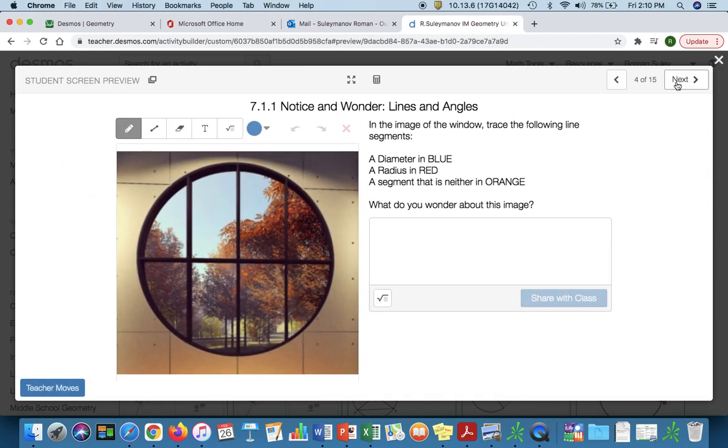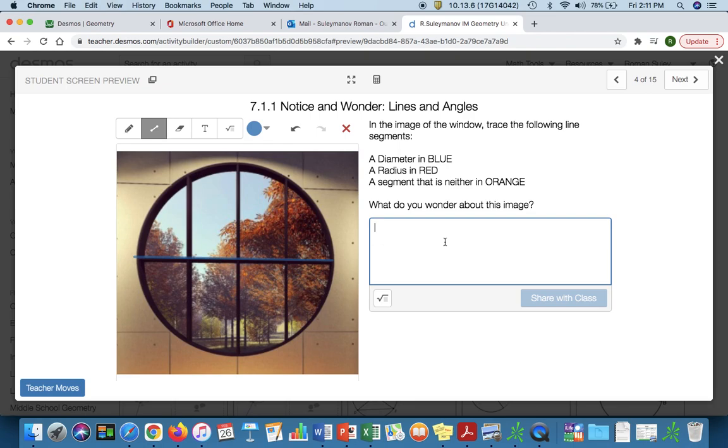Following that, another idea for an intro would be a noticing and wondering activity that follows an interactive activity. So here I'm using the sketch tool, and if you're utilizing Desmos, you'd be able to see this in real time as students do it. So you'd ask students to create a diameter in blue or radius in red and a segment that's neither in orange. I'll model how I would create a diameter in blue here using the segment tool. And then you would ask students what they notice and wonder about this image.